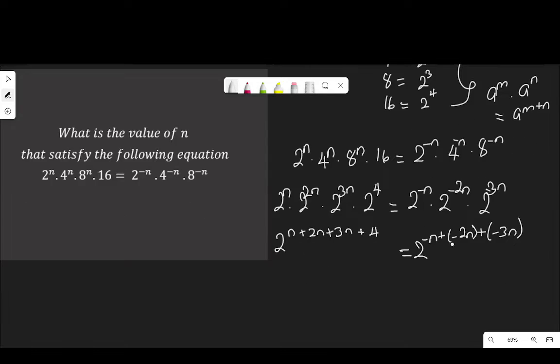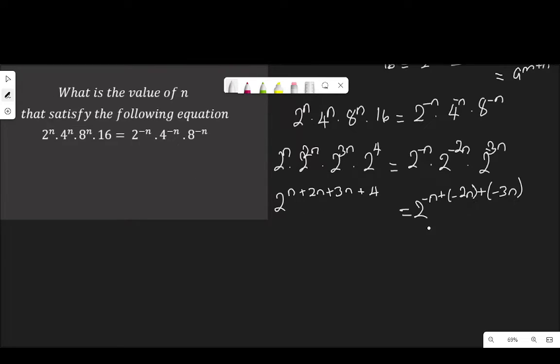Okay, and we know that positive multiplied by negative is always negative. So on the right hand side, we have it as 2 to the power of negative n, plus times minus is minus, I have minus 2n there, minus 3n. Then on the left hand side I have 2 to the power. I can add this up. Let me add them up right away. n plus 2n is 3n, 3n plus 3n is 6n. I have 6n, then plus this 4 equal to this.